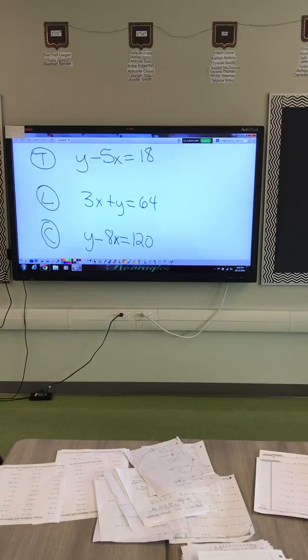All right, time's up. T, L, and C. Let me get someone whose name starts with the T, someone whose name starts with the L, and someone whose name starts with the C to come up here and solve these 3 problems. Hopefully I got someone whose name starts with the L and the C. I know I got T. Tony starts with the T. Come on, Tony.